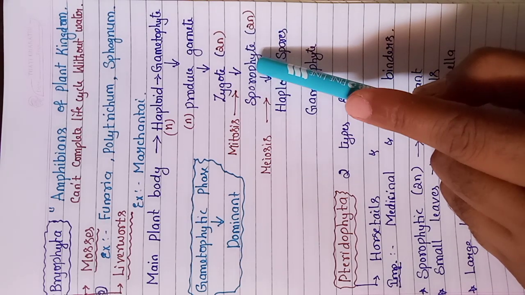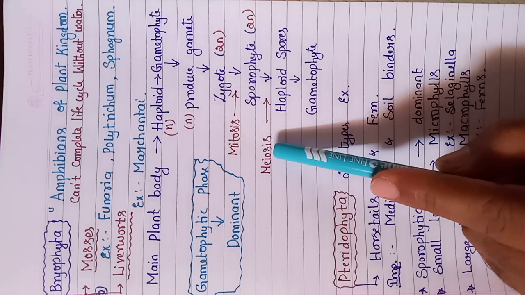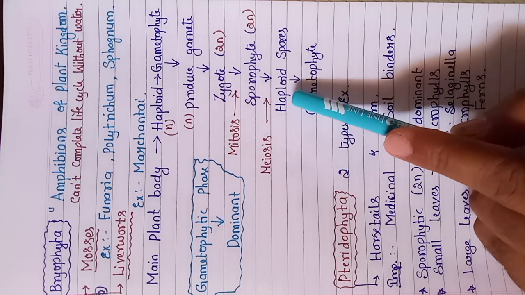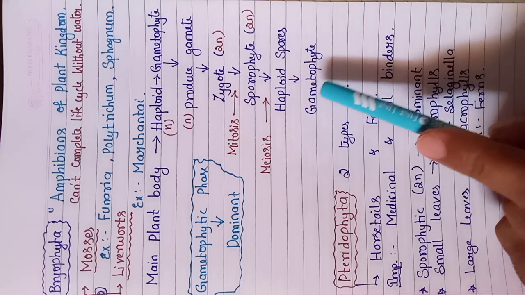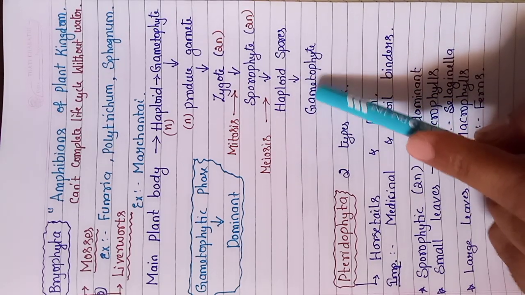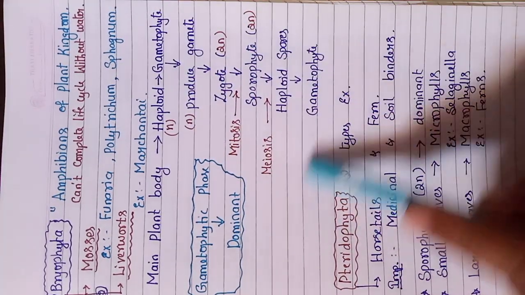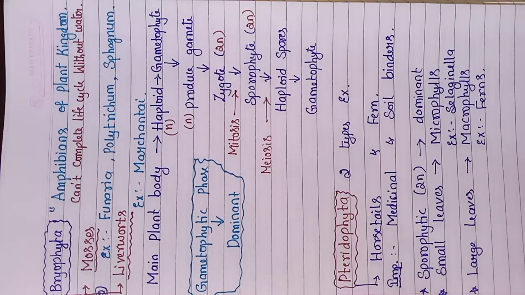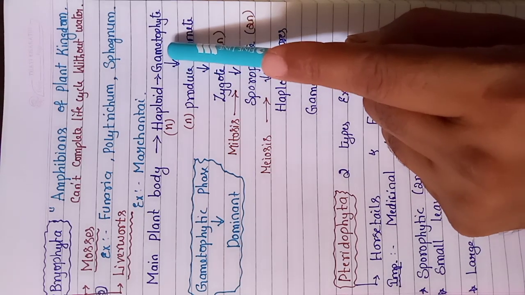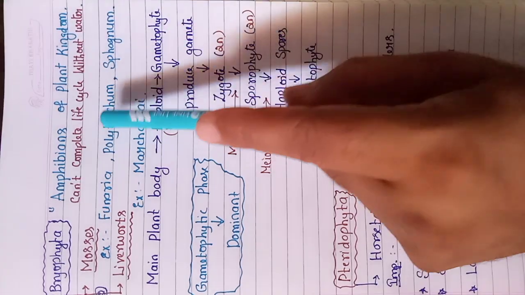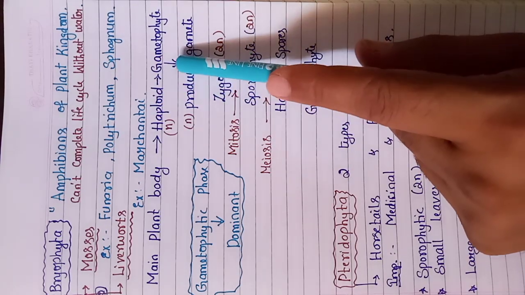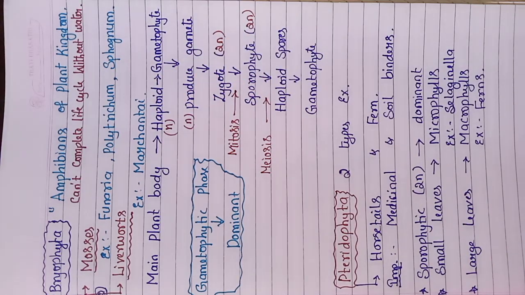Now this sporophyte, the spore-producing plant body, by meiosis, the reductional division, will produce haploid spores. Those haploid spores develop into the haploid gametophyte again. Like this, the cycle continuously repeats. In the life cycle of bryophyte, the gametophyte phase is dominant, meaning around 75% of the life cycle is the gametophytic, haplophytic stage.